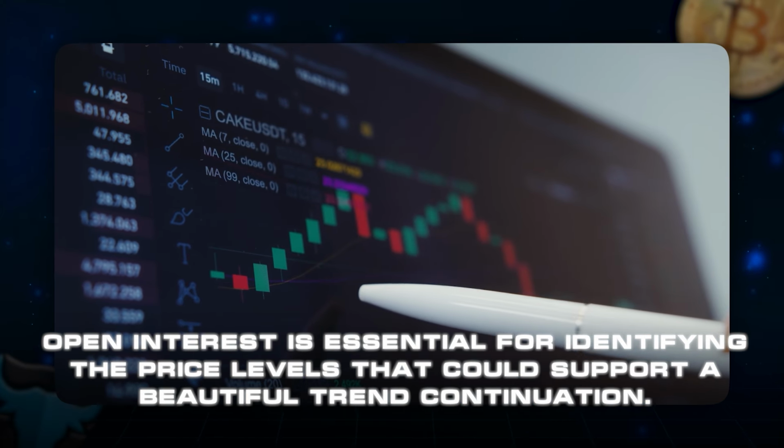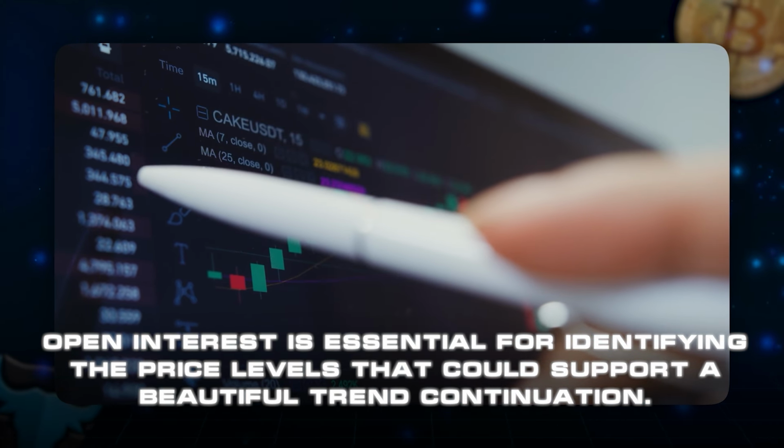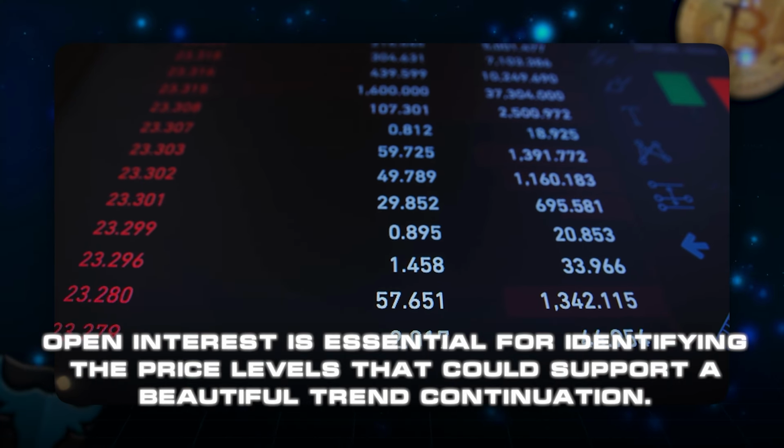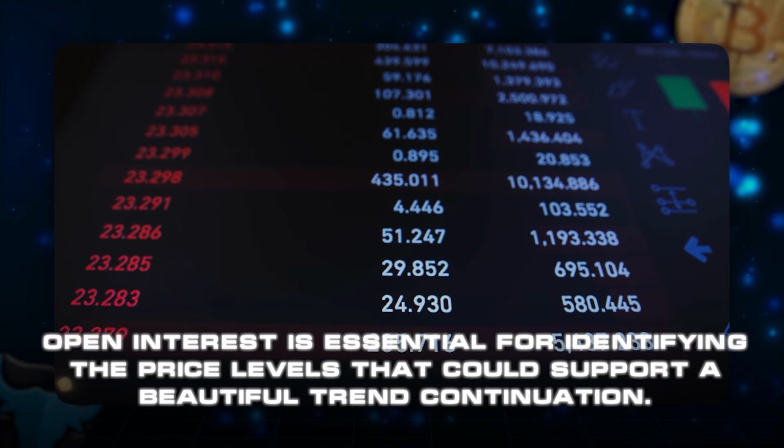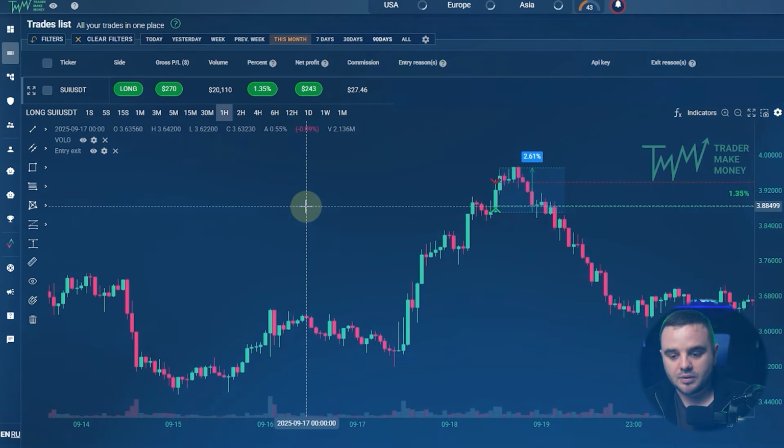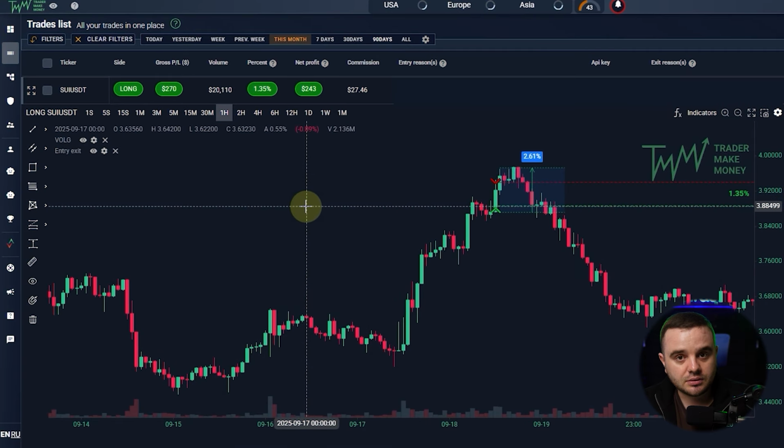That's why open interest on the crypto market is essential to identify when price will do a beautiful trend continuation. Without open interest, honestly, it's difficult, because we didn't find a better way than open interest.